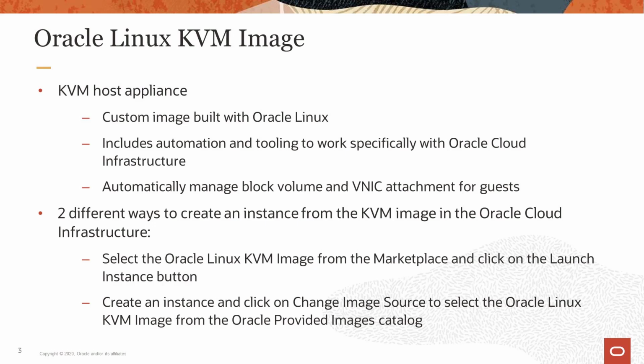There are two different ways to accomplish this. Number one, you can launch Oracle Linux KVM instances directly from the marketplace on your Oracle Cloud Infrastructure. Select the Oracle Linux KVM image from the marketplace, then click on the Launch Instance button. Or number two, you can create the instance from the OCI provided Oracle Images catalog. Create a new instance, then click on Change Image Source, and under the Oracle Images category, select Oracle Linux KVM image. We'll create a KVM host instance using this second method in this video.